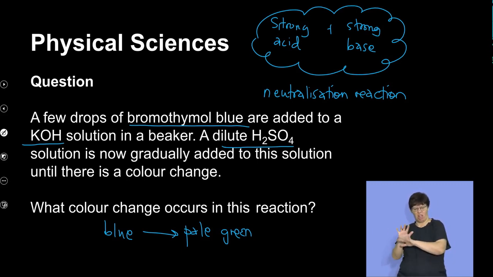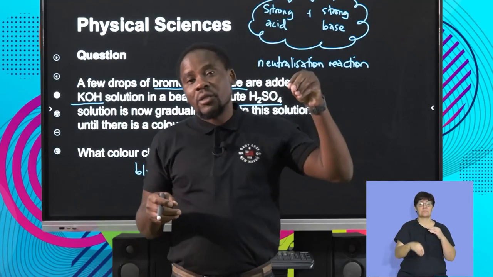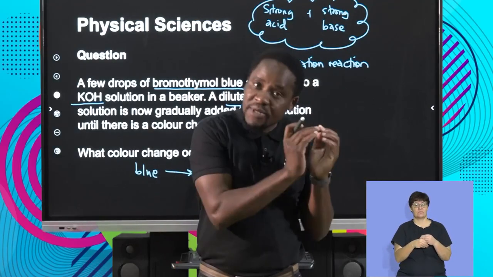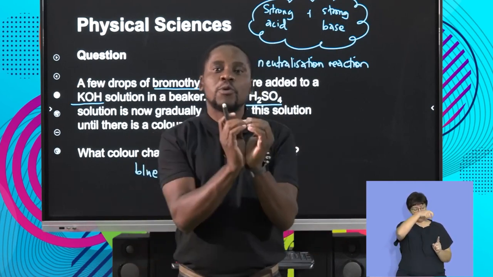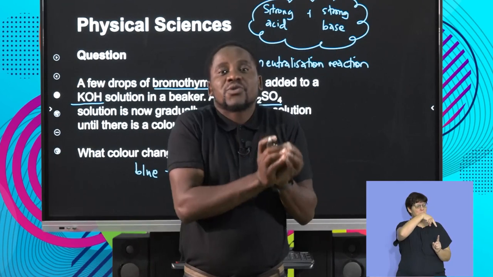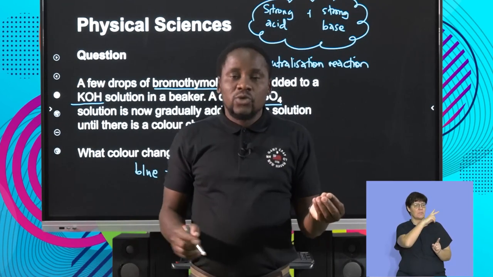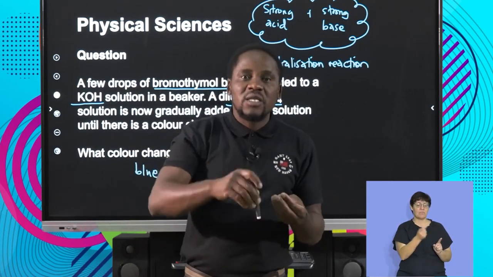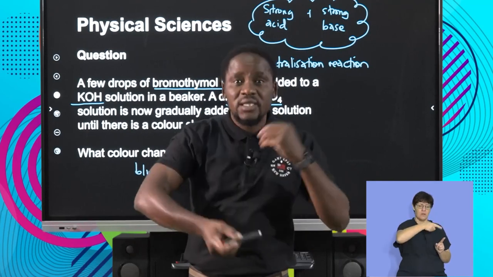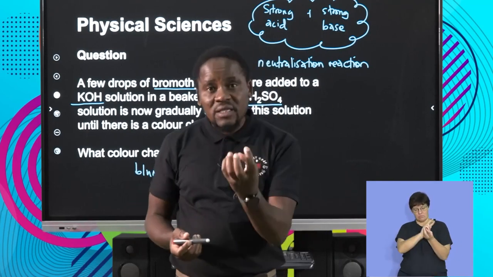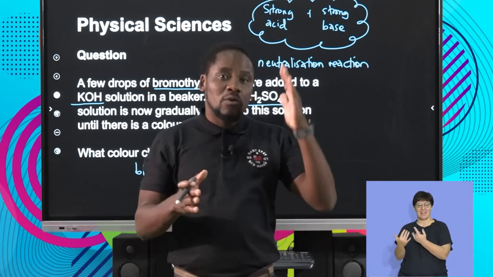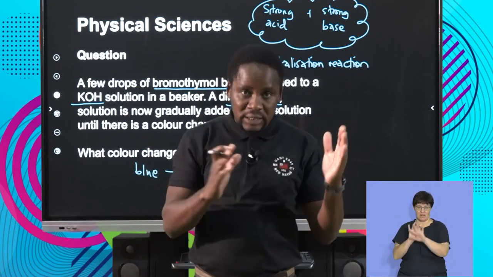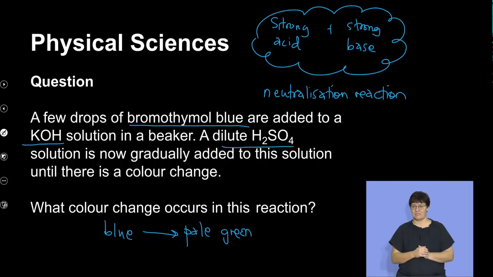We need to recognize that the few drops were initially added into the solution of potassium hydroxide. Then we ask ourselves, what's the color of bromothymol blue in the presence of a strong base? It's blue in color. If we continue adding the acid, a neutralization reaction takes place. When the resulting solution becomes neutral, what's the color change that's going to happen? It's from blue to pale green, right? So that's how we arrived at that.